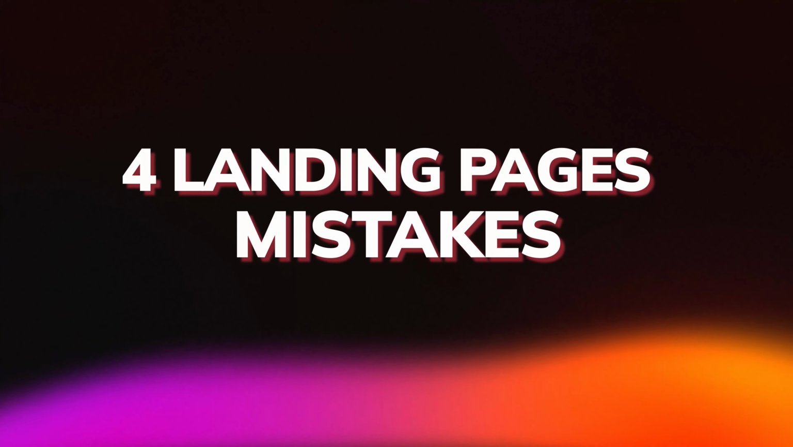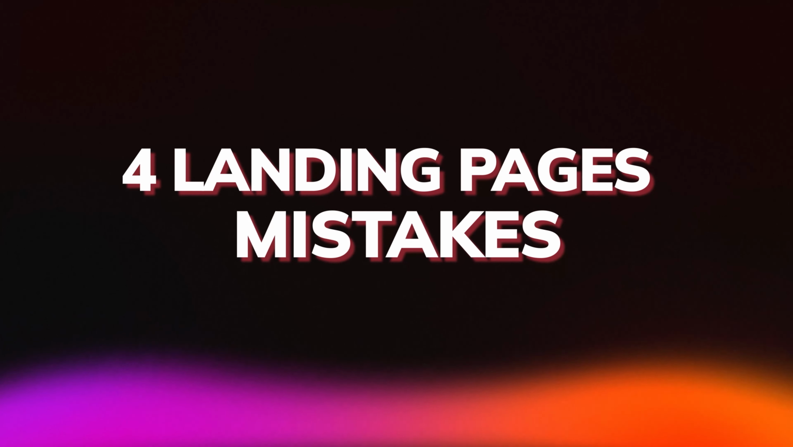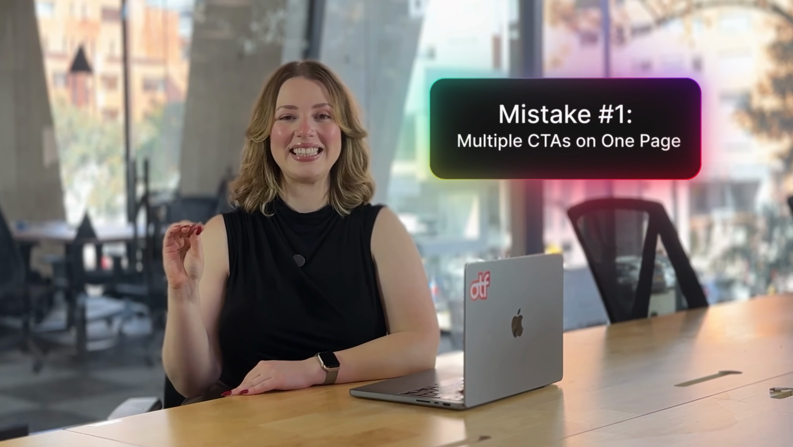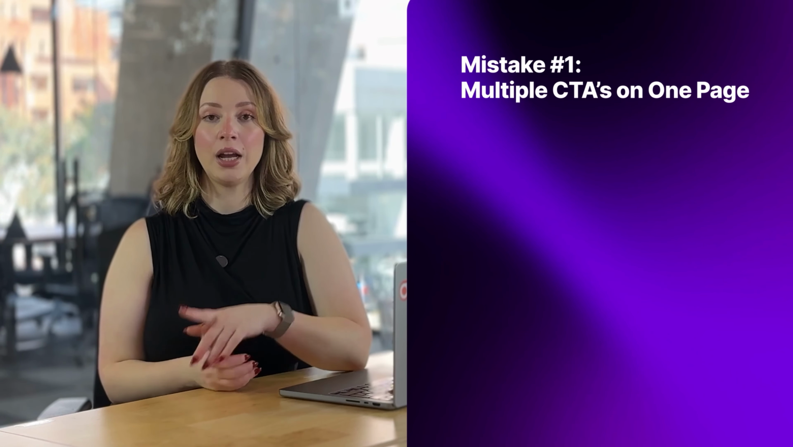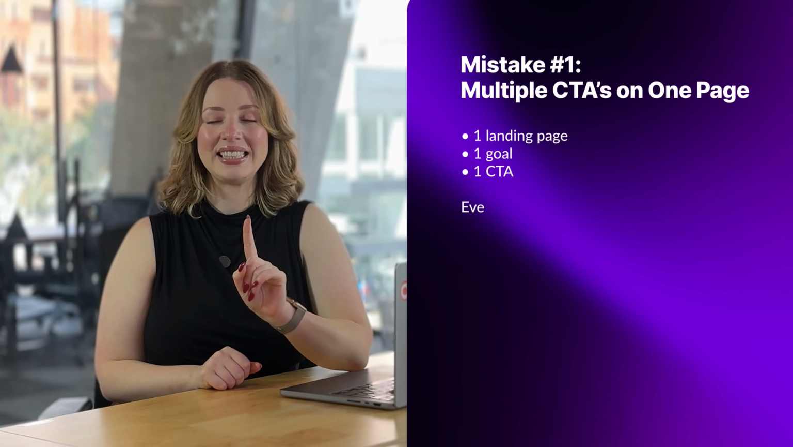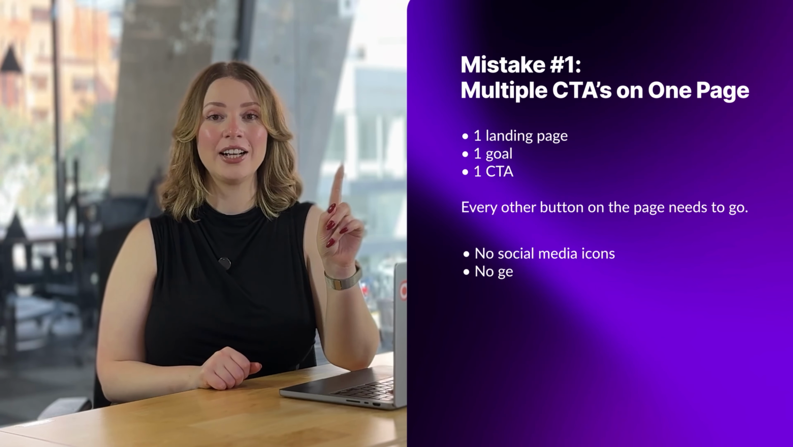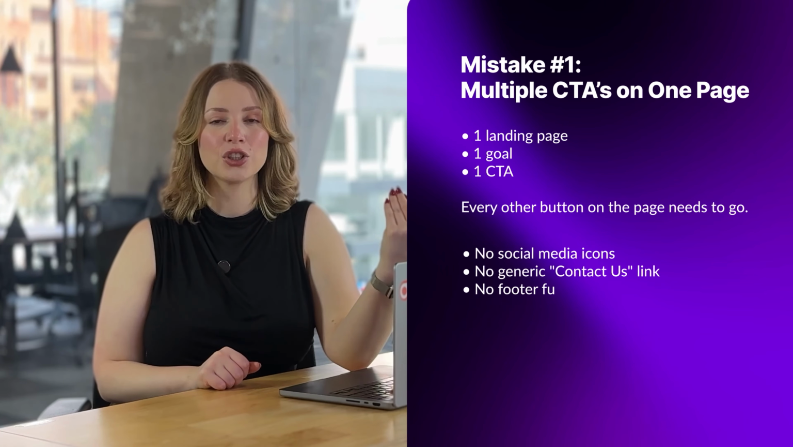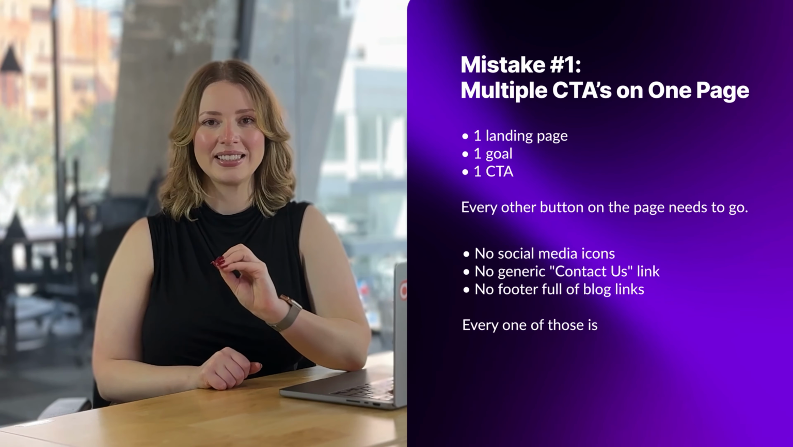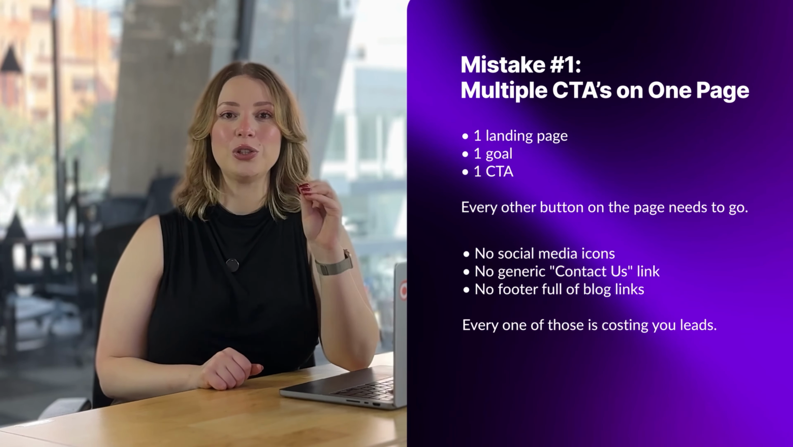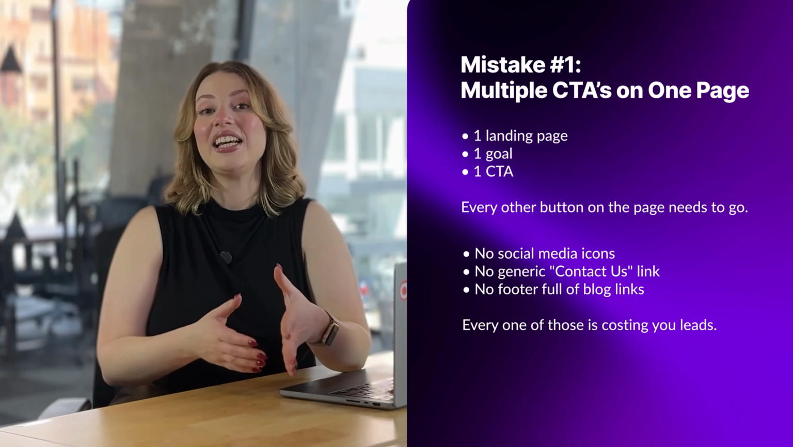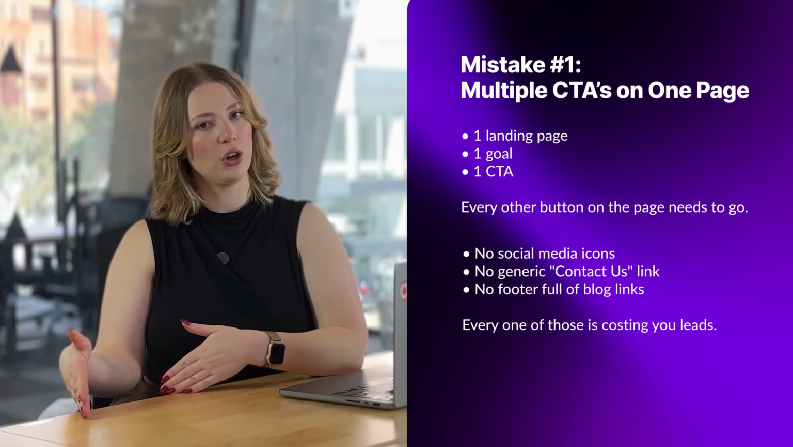Now, even if you nailed every feature we just covered, there are 4 mistakes that will undo all of it. So let's talk about how to avoid them. Mistake number 1 is having multiple CTAs on a landing page. There should be one goal, one CTA, everything else has to go. This means no social media icons, no generic contact us, no footer full of links. Every one of those will cost you leads because every additional choice is a chance the visitor doesn't convert.